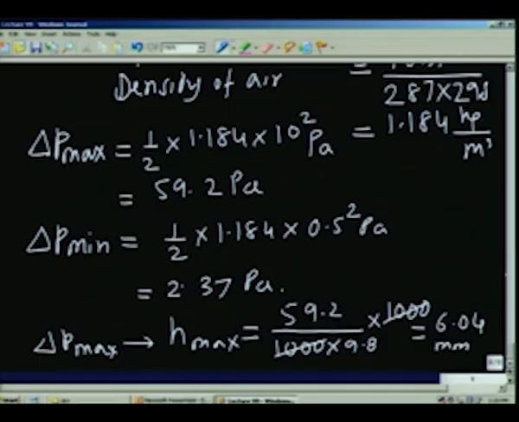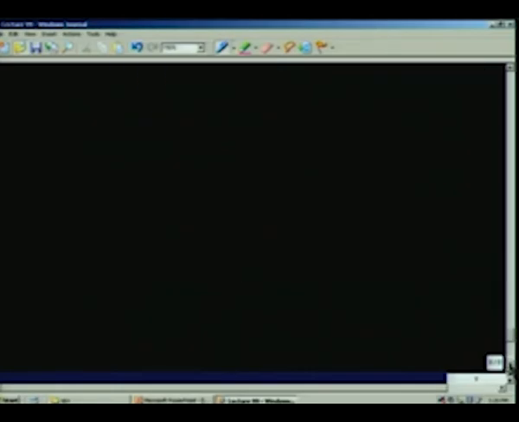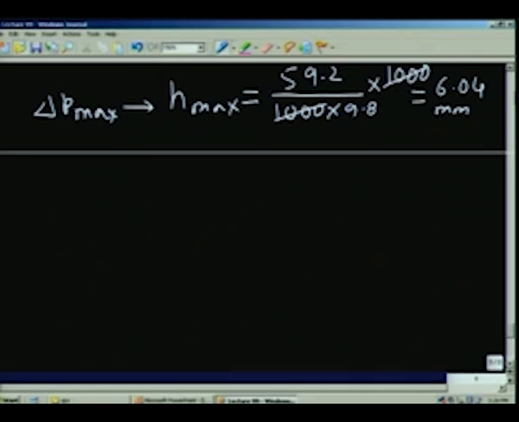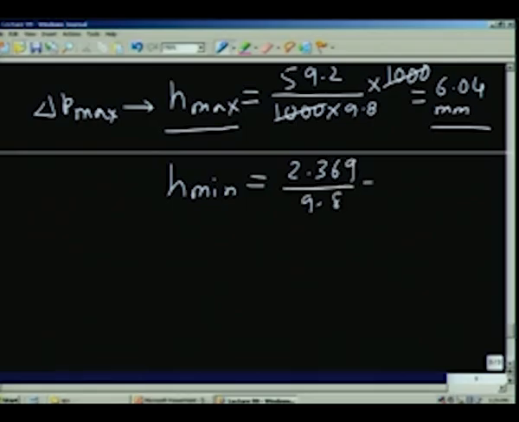millimeters of water. So, the maximum H max we are going to measure is 6 millimeters, and I can also calculate H minimum. That will be simply the value of delta P in pascals, 2.369, divided by 9.8, so many millimeters of water. That will be 0.242 millimeters.